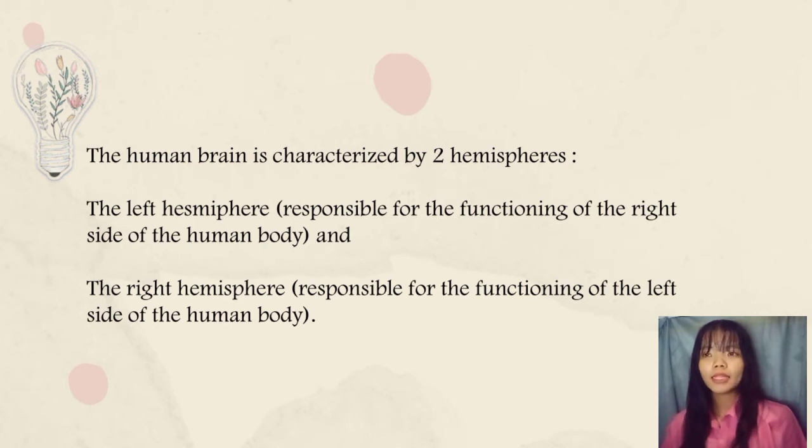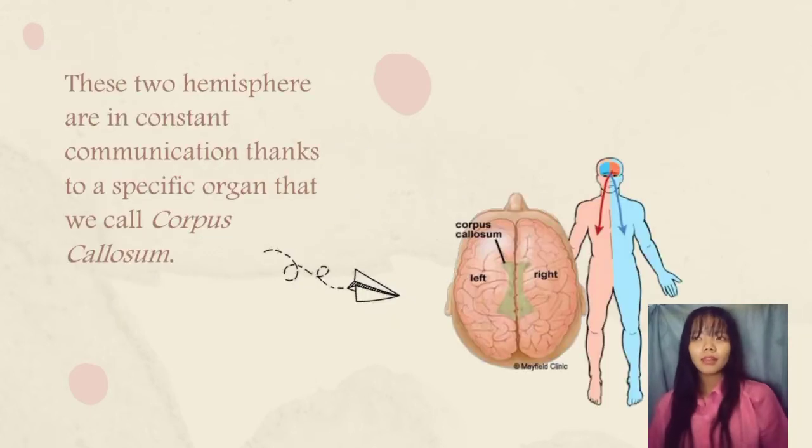The human brain is characterized by two hemispheres. The left hemisphere is responsible for the functioning of the right side of the human body, and the right hemisphere is responsible for the functioning of the left side of the human body. These two hemispheres are in constant communication thanks to a specific organ that we call the corpus callosum.